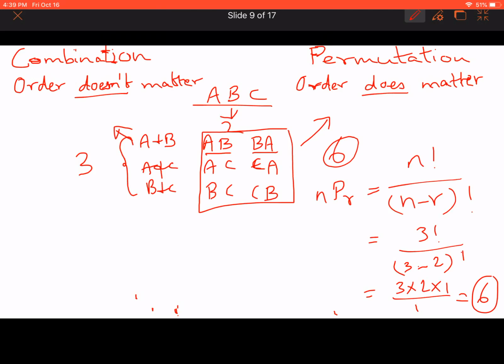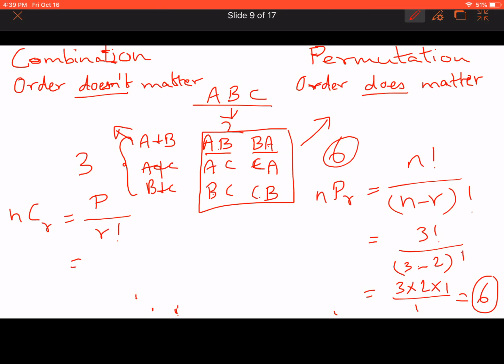So for finding combination, it is nCr, which is equal to the permutation divided by r factorial. What is meant by that is the number of repetitions that have occurred: AB and BA, that is a repetition of 1, right? For AC, there is a repetition of CA. For BC, there is a repetition of CB. So the repetitions have to be eliminated by dividing the permutation answer.